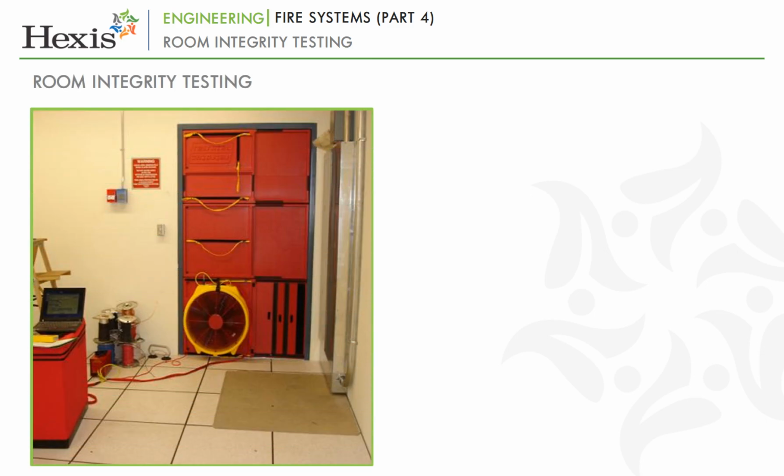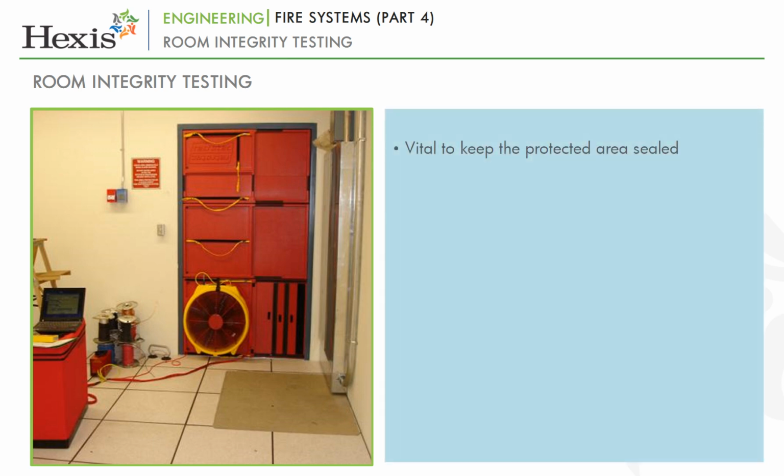Let's now look at the ways to test the effectiveness of a gaseous fire suppression system. To ensure the effectiveness of a gaseous fire suppression system, testing the integrity of the room is vital to ensure the protected area is well sealed and the gaseous agent won't escape, causing the fire to possibly reignite. Room integrity testing is environmentally friendly and the service is repeatable, allowing the room to be tested at any time, for example, following any changes made to the protected area.